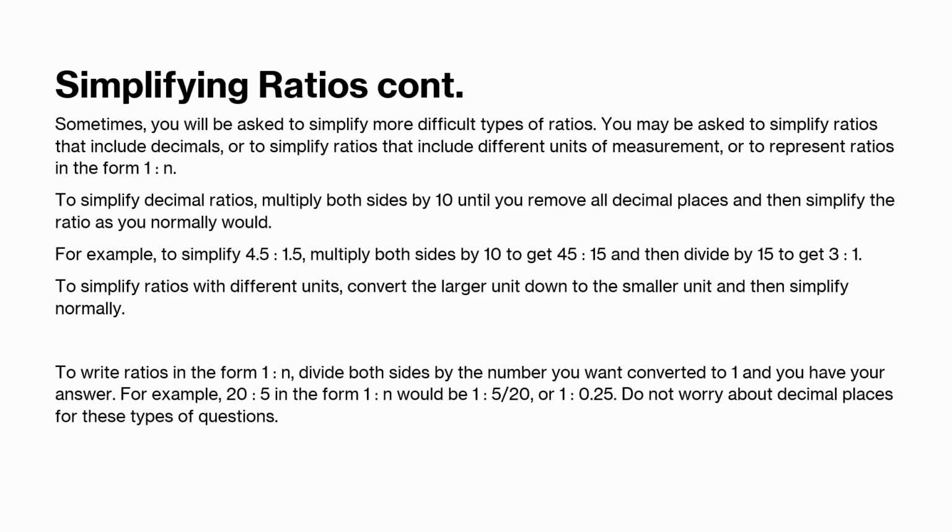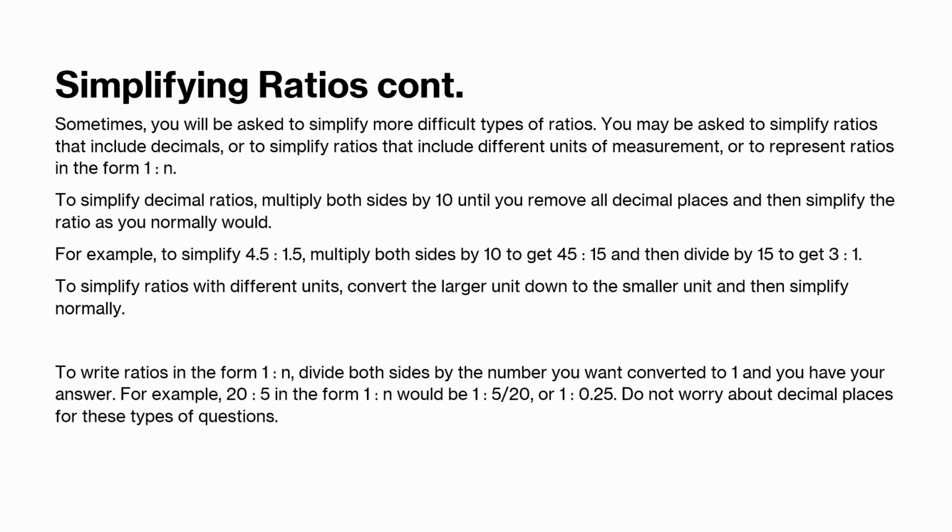To simplify decimal ratios, multiply both sides by 10 until you remove all decimal places, then simplify as you normally would. For example, for 4.5 to each 1.5, we multiply both sides by 10 to get 45 to each 15, then we divide by 15 to get 3 to 1. If there are more decimal places, for example, say 4.57, we'd multiply by 10 and then by another 10 to get rid of both.